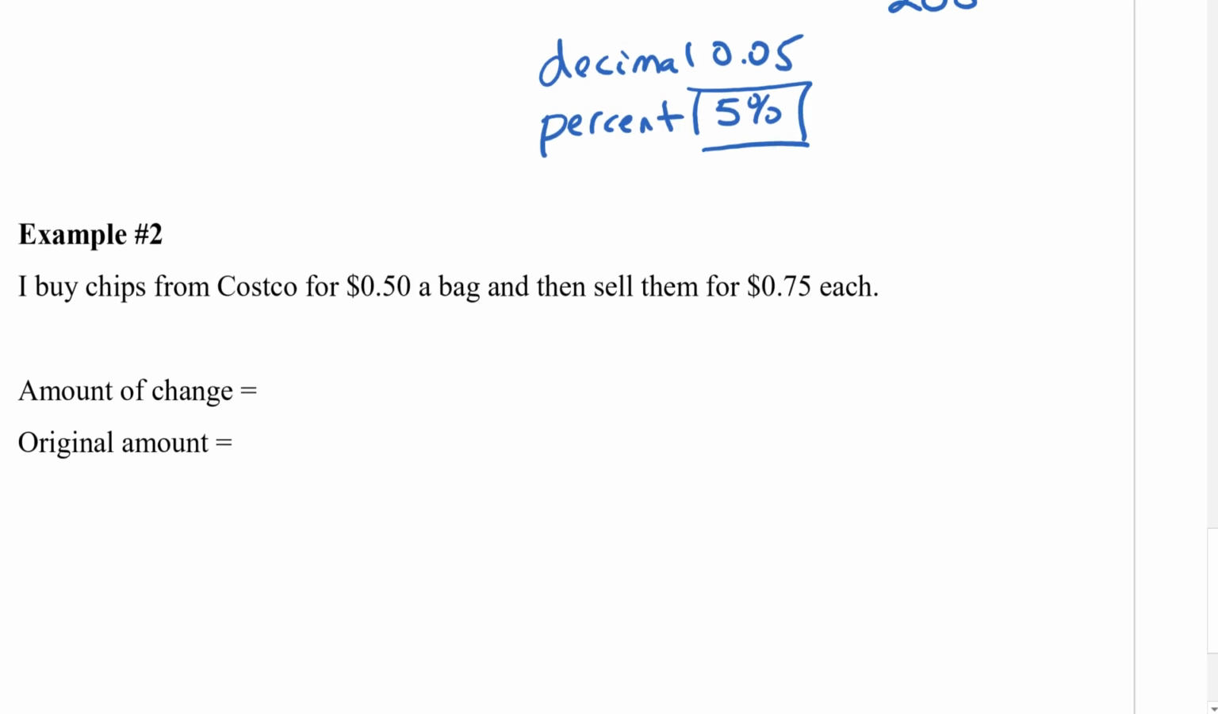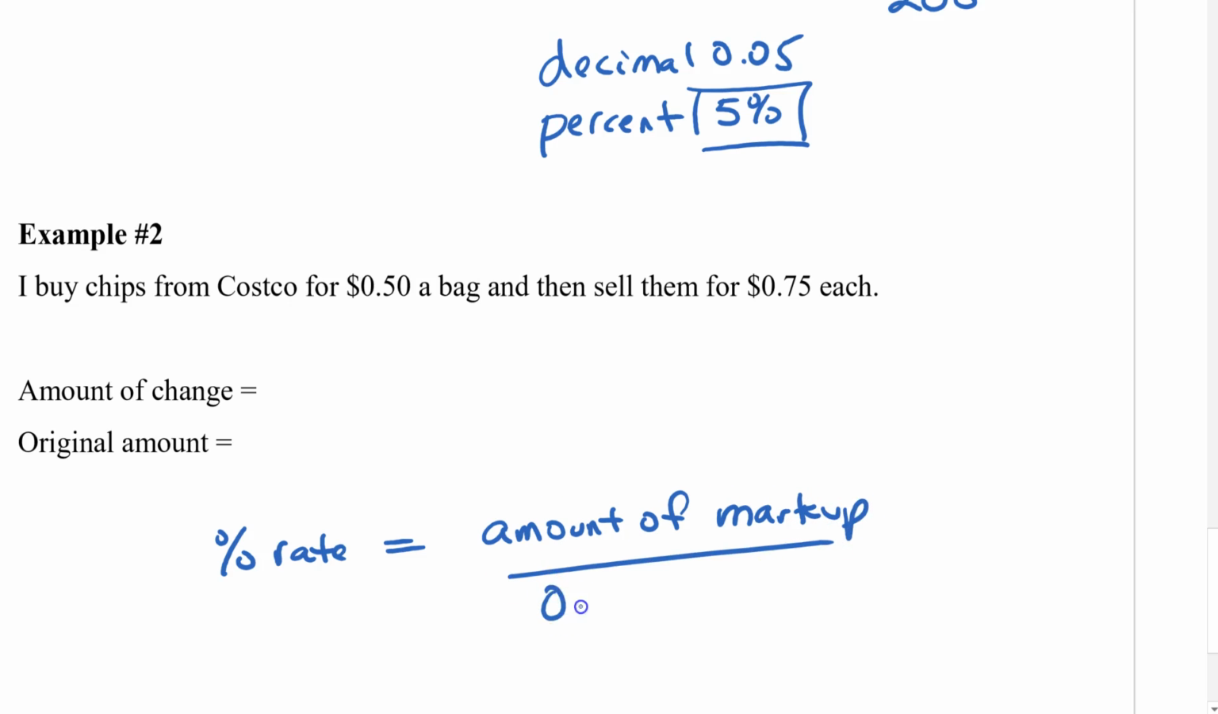I think we have one last example. Let's say that I buy some chips from Costco for 50 cents a bag and then sell them for 75 cents per bag. What is the percent rate of markup? Well, okay, so the percent rate is going to be equal to the amount of markup divided by the original price.